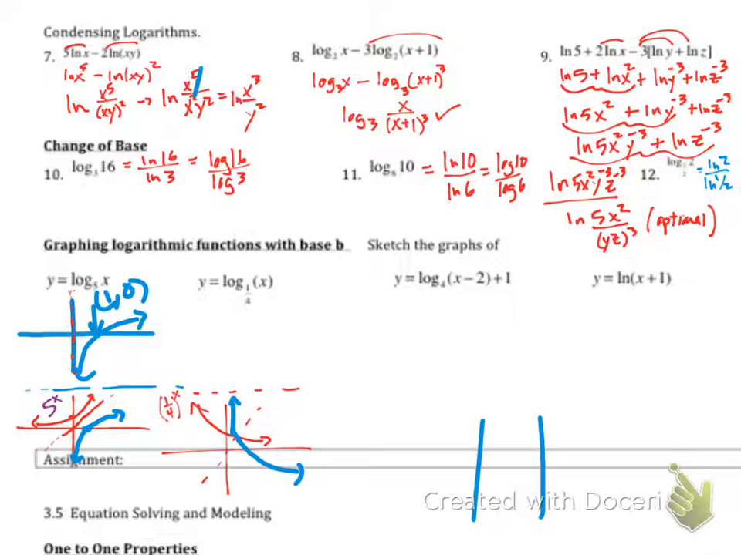Look at that. Mirror image across the y equals x line. It crosses through the point (1, 0), just like the other one went through (0, 1). The nice inverse properties that go with it.